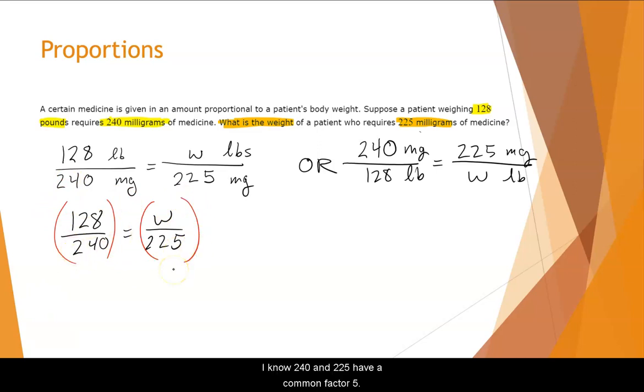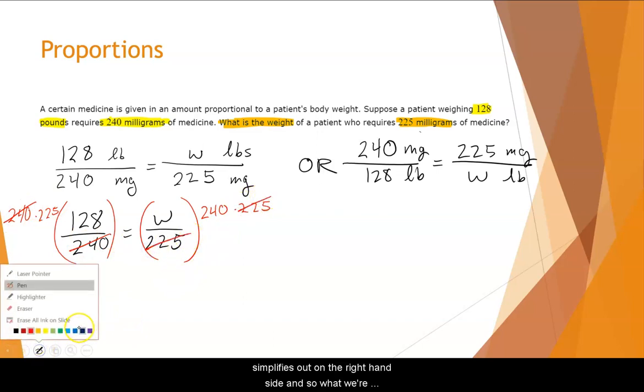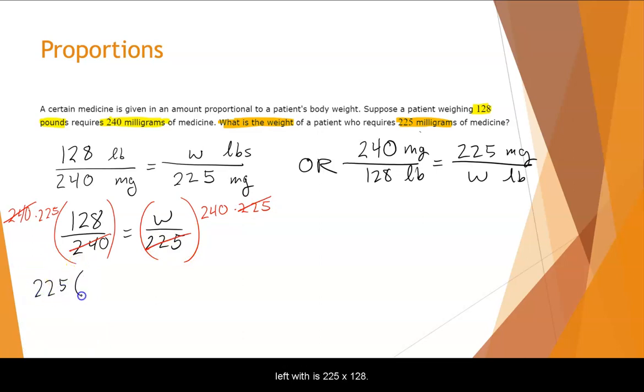I know 240 and 225 have a common factor of 5. I'm not going to worry about finding the least common denominator. I'm just going to multiply both sides by 240 times 225. I see the 240 simplifies out on the left-hand side, and the 225 simplifies out on the right-hand side. And so what we're left with is 225 times 128 equals 240 times W.